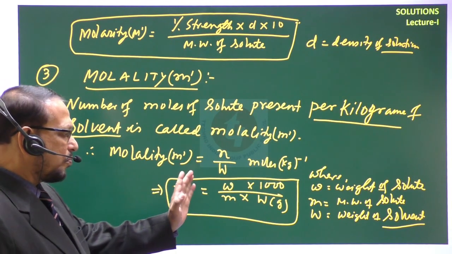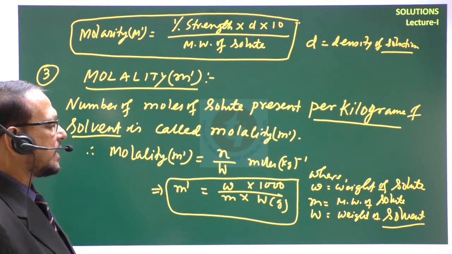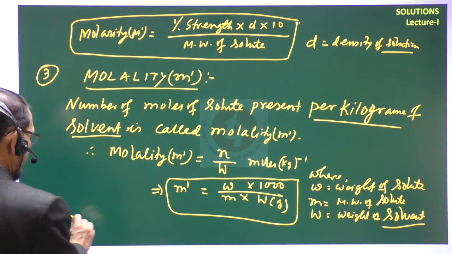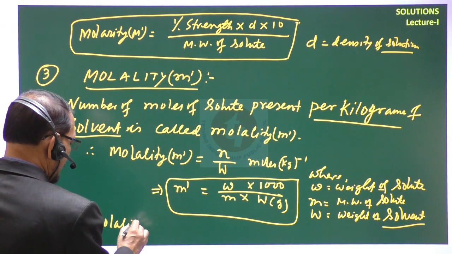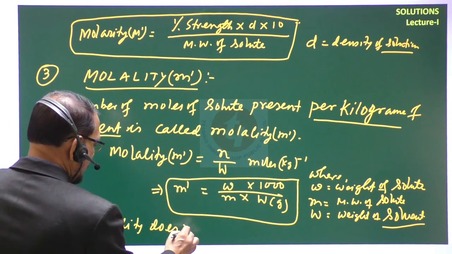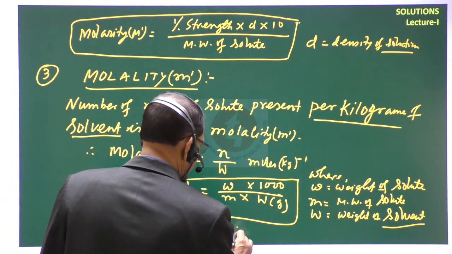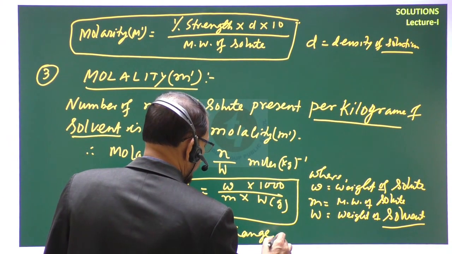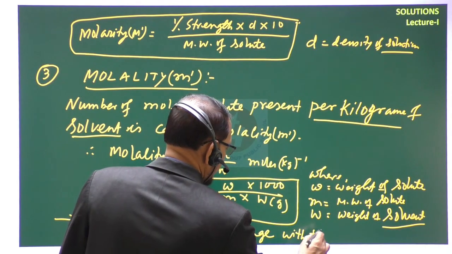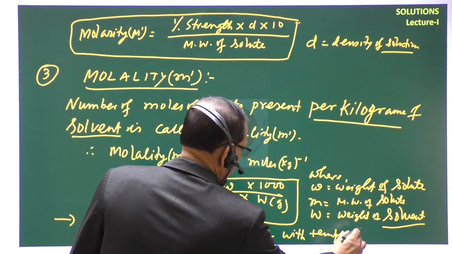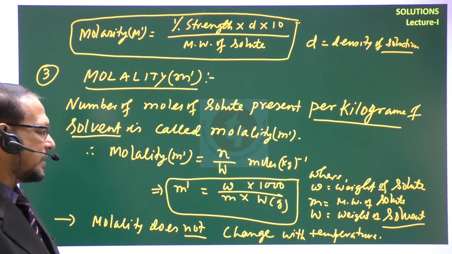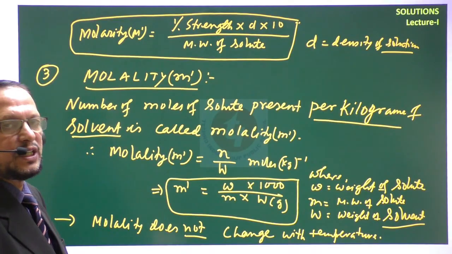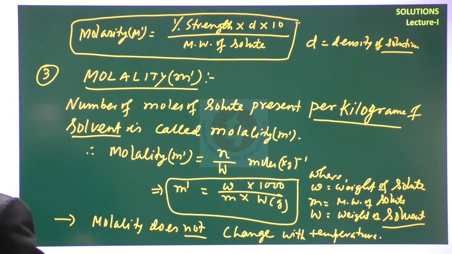Molality depends on mass, so molality does not change with temperature; mass does not change with temperature. This is a very important part. Molality and mole fraction do not change with temperature, but normality and molarity change with temperature because they depend on volume.